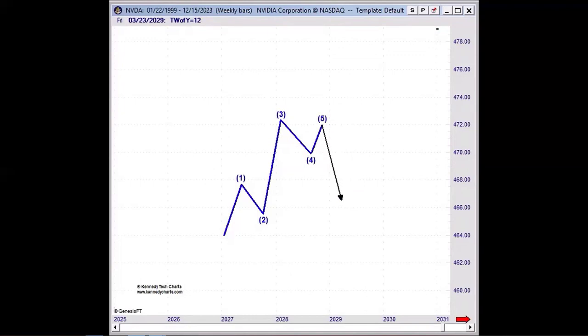So on those rare occasions where you do indeed encounter a legitimate, true truncated wave, pay very, very close attention, because the subsequent move is indeed going to be quite volatile.